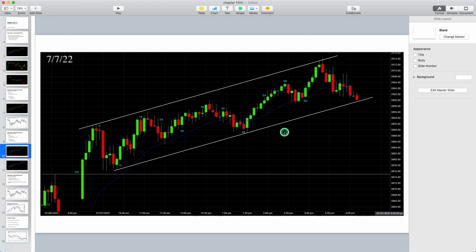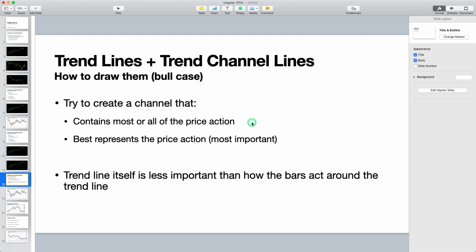But I think that's important to know that you can draw either way, but you have to understand what is more likely and what means more depending on the channel you draw. So we want to try to create a channel that contains most or all of the price action, but also best represents the price action. That's the most important thing. So we want to make sure that it has an accurate representation of what's actually happening.